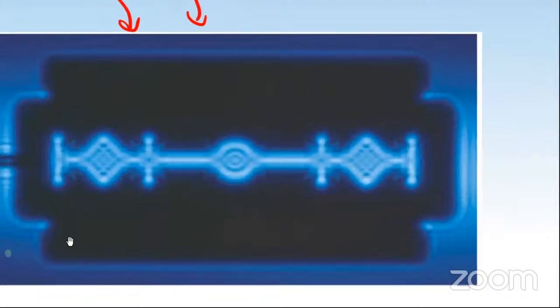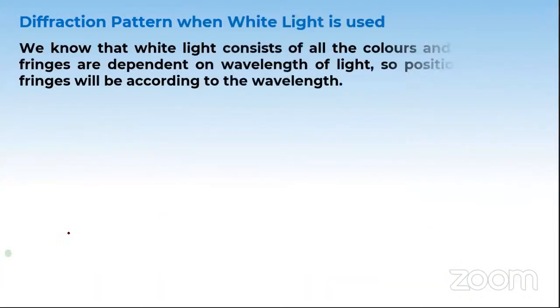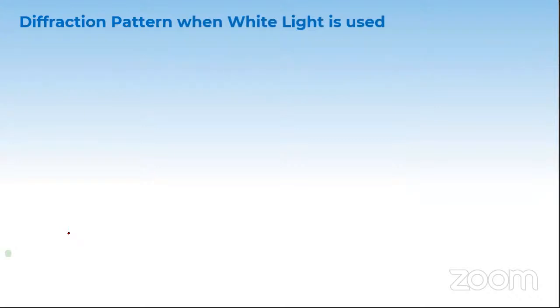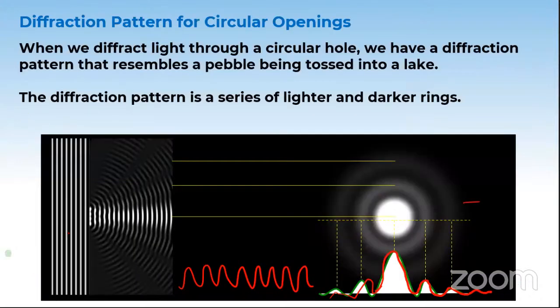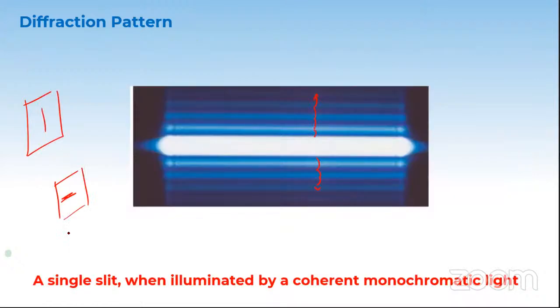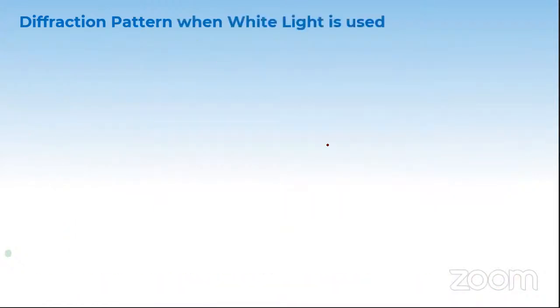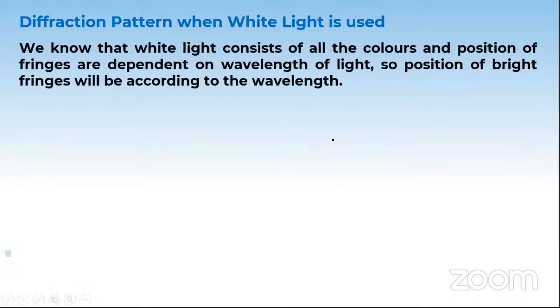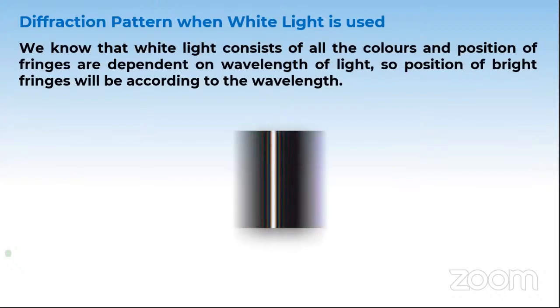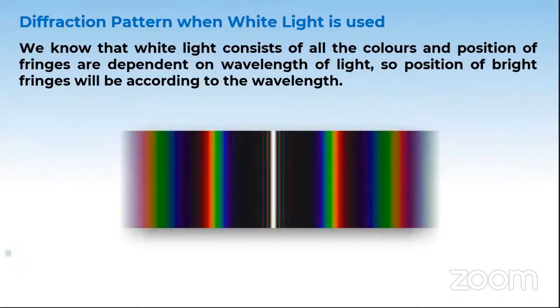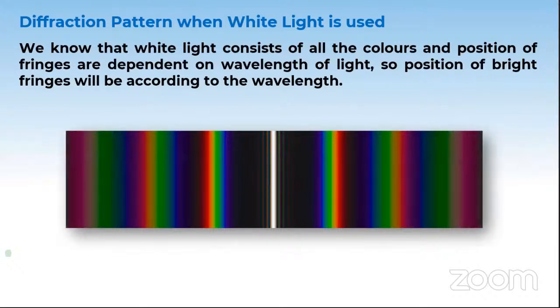In all the cases here, I used some color, blue color. What will happen if I use all the colors? If I use white color, which is a mix of all the 7 colors, I get the diffraction pattern in this particular way. It's like a rainbow.